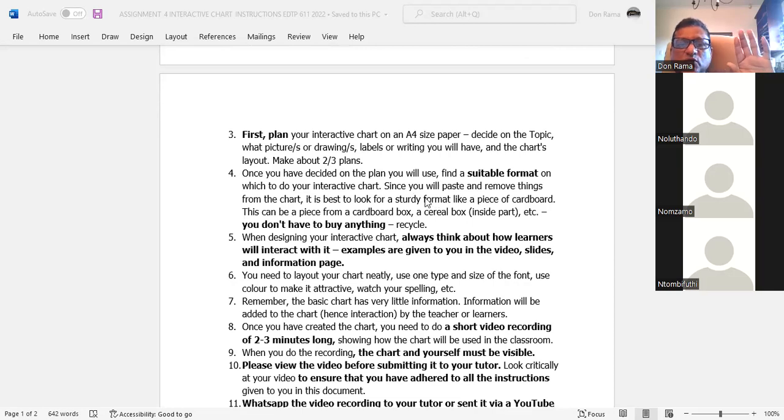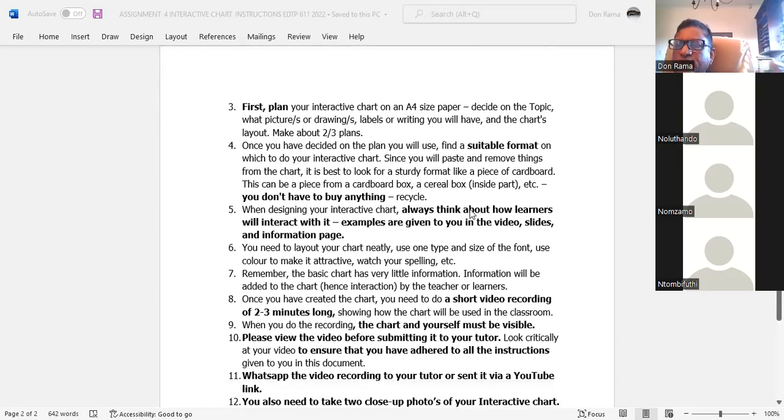Since you will paste and remove things from the chart, it is best to look for a sturdy format like a piece of cardboard. This can be a piece of cardboard box, a cereal box, the inside part, right? You can use whatever you find in your environment. A piece of one side of a box, you can use that as your format, because paper may be too flimsy for you to stick your labels on, right?